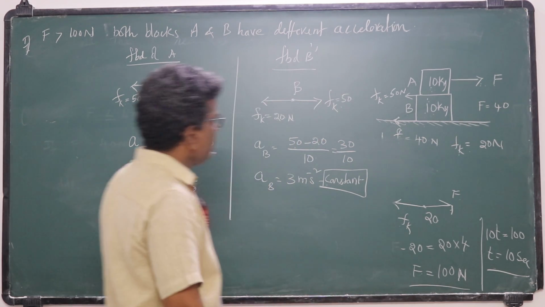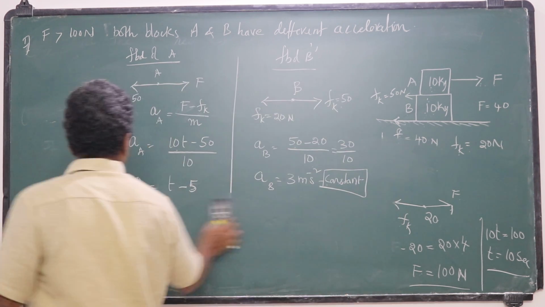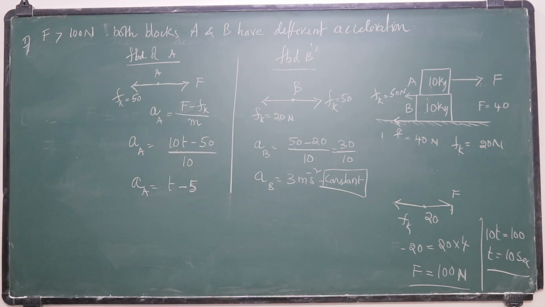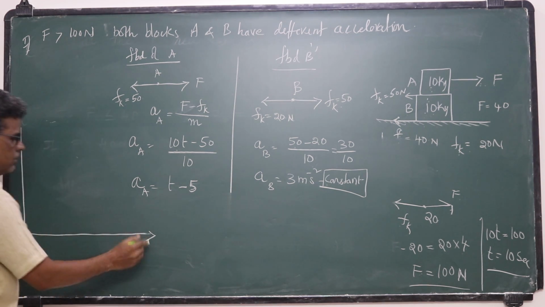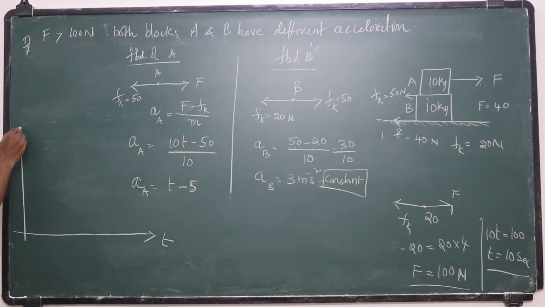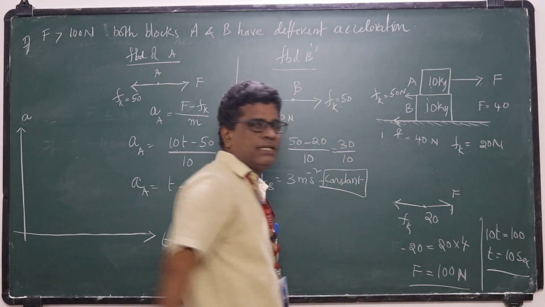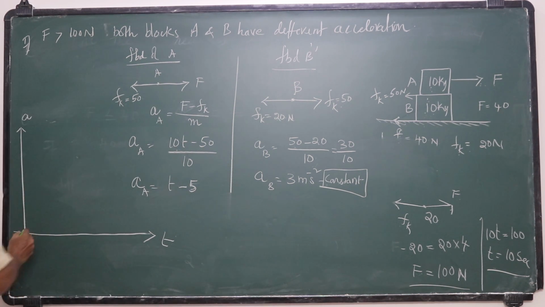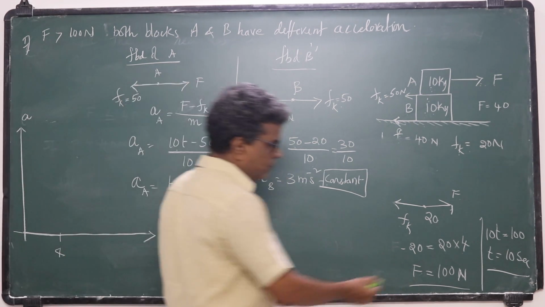Now I will draw the a-t graph using this data. You draw the a-t curve. This is the time and this is the acceleration. Until F reaches the value 40, both blocks do not move. That means their acceleration is 0. So until 4 seconds, the acceleration of A and B is 0. Then after 4 up to 10 seconds, both will have a common acceleration.